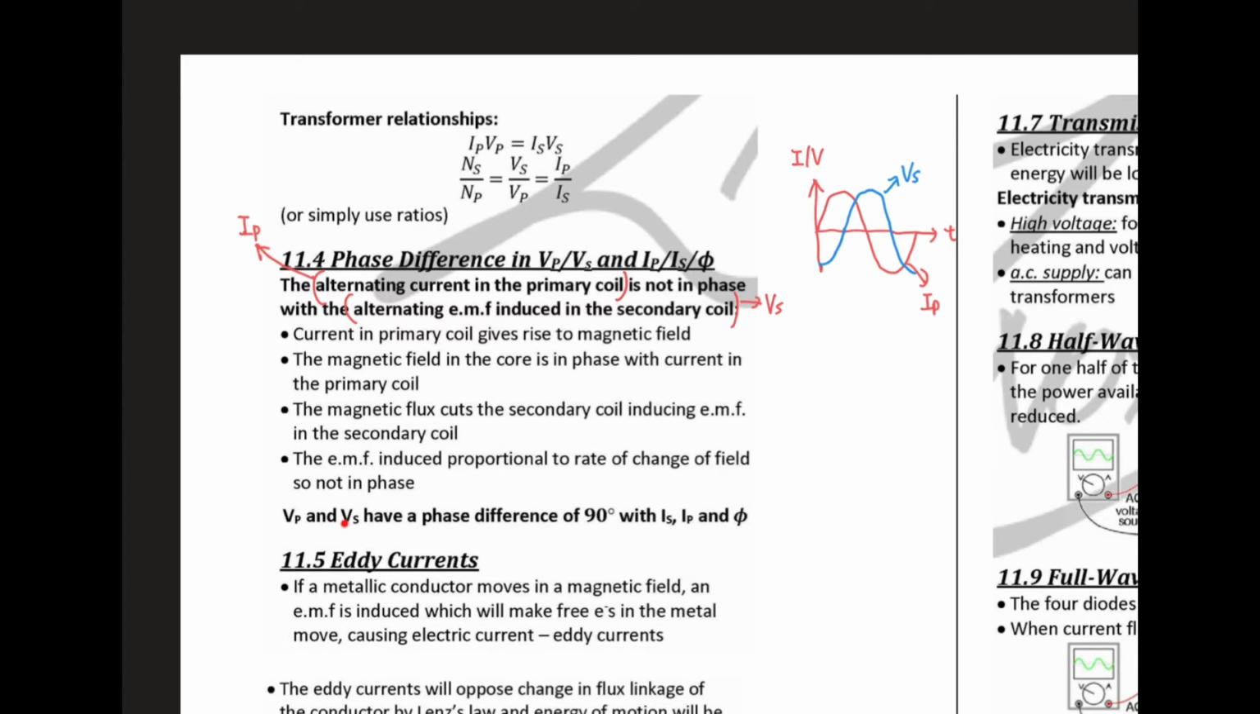VP and VS have a phase difference of 90 degree with IS, IP, and phi. So that means this set has a phase difference of 90 degree with this set. Okay, so they have a phase difference of 90 degree, as what I show here. This first point is matched with what they said here.